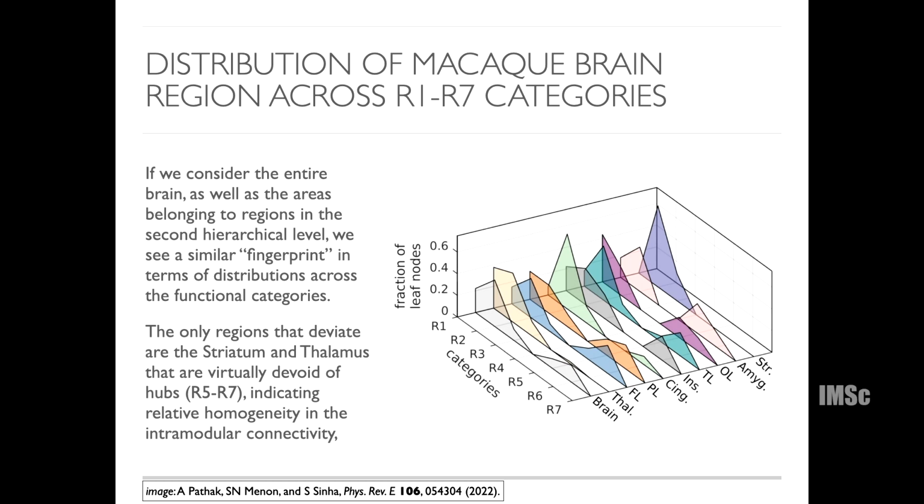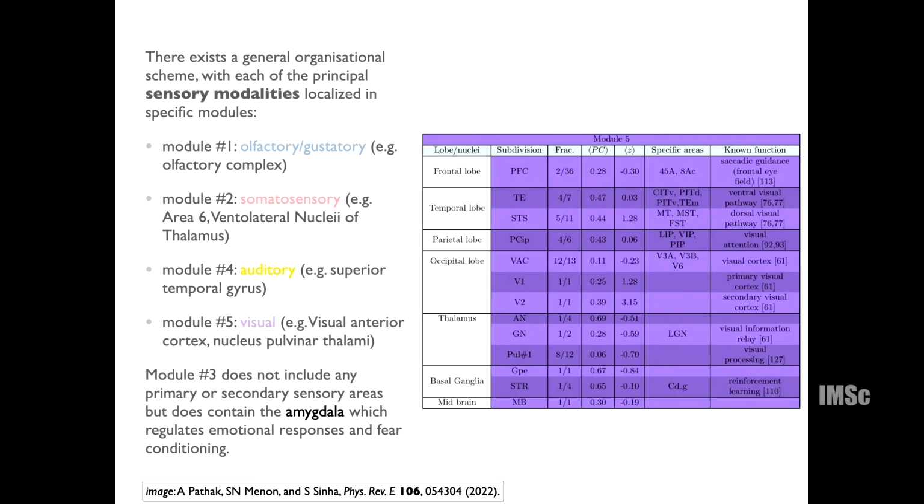I don't get what you mean by a mapping problem, because this is just telling us that if we define hubs to be regions that have strong connections within their module... Firstly, let me go back a few slides. Remember I mentioned these things? This is a very loose, not very rigorous classification of modules in terms of sensory modality. This is just some observation that we had.